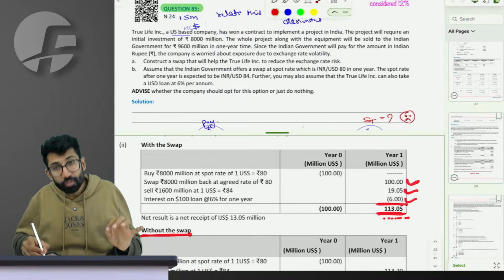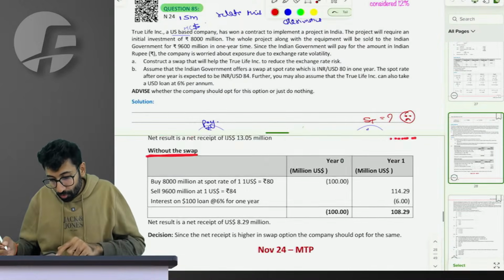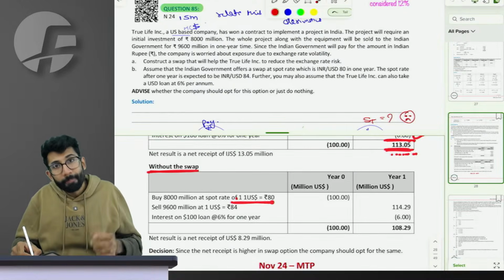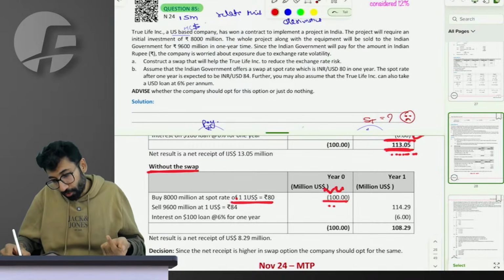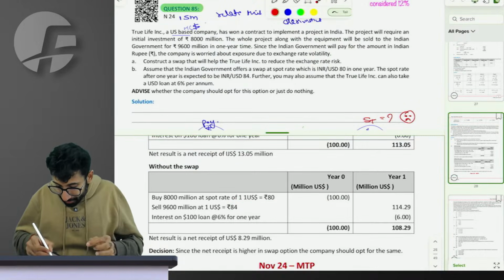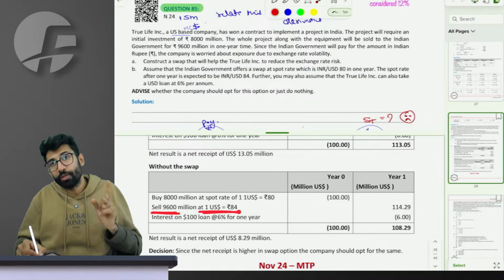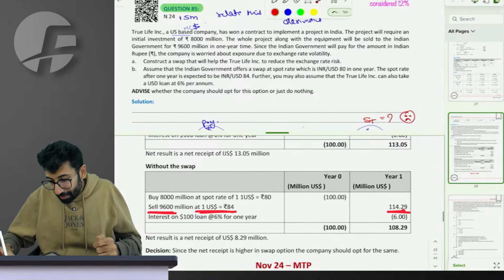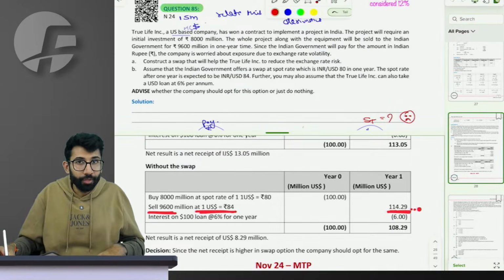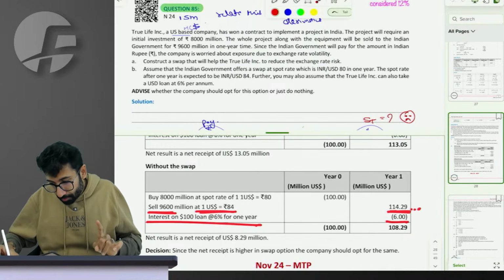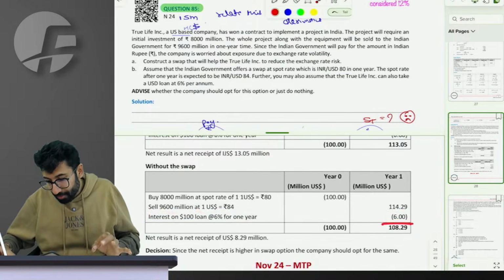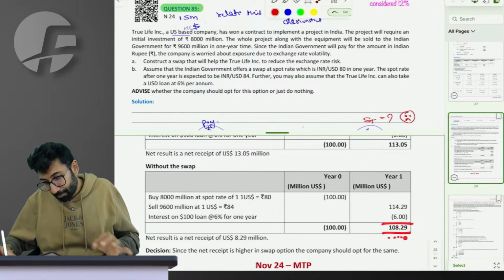However, without the swap, without Indian government's offer, you will buy 8,000 rupee, you will have to pay $100 million for that. You will sell the entire 9600 at rupee per $84. You will have an inflow of 114.29. Correct? Dollars. Interest of $6 million you will anyway have to pay. The final inflow is 108.29.